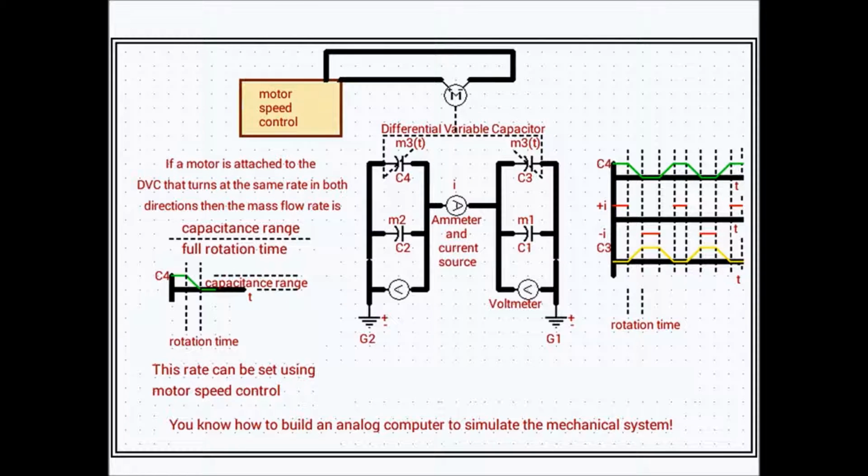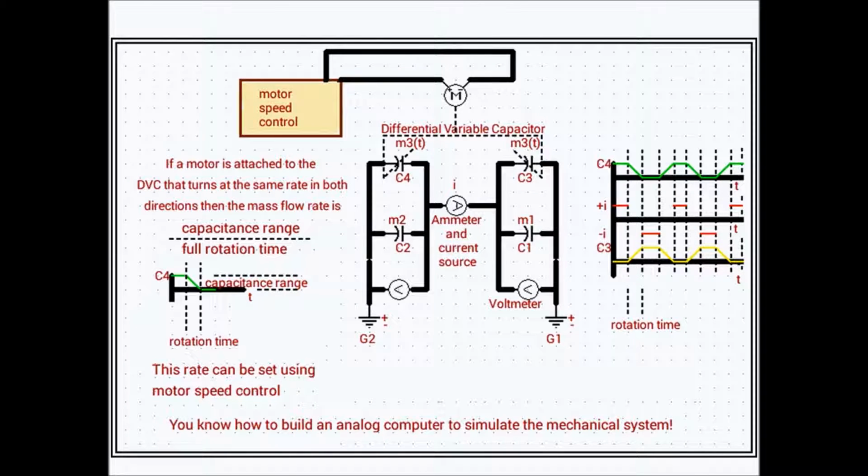And while that state exists, we turn on the current source with a positive current, and that simulates a force pushing these two masses apart. That current stays on for its desired time, and at the end of that time, the motor rotates the shaft of the differential variable capacitor, so that now, as the capacitance C4 goes to 0, the capacitance C3 goes to the maximum capacitance value at the same rate.